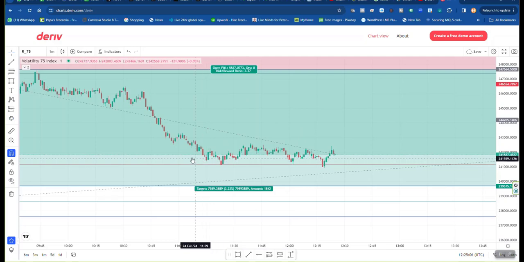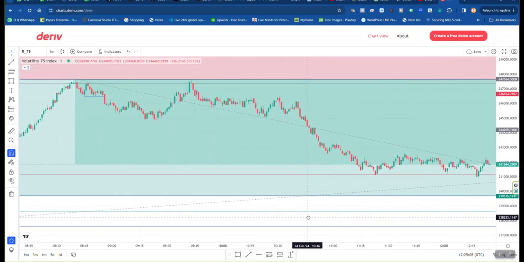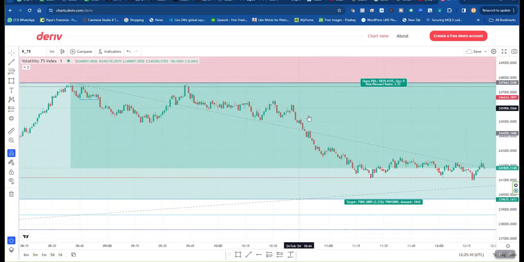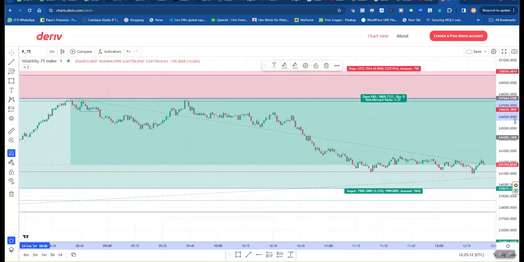Okay, I just wanted to show that it doesn't look like a lot, but a 2 to 1, 3 to 1 return is a good thing, and it's consistent. All right, you take care.